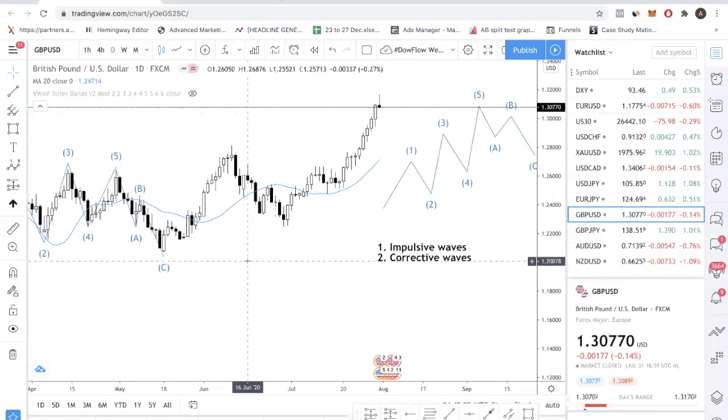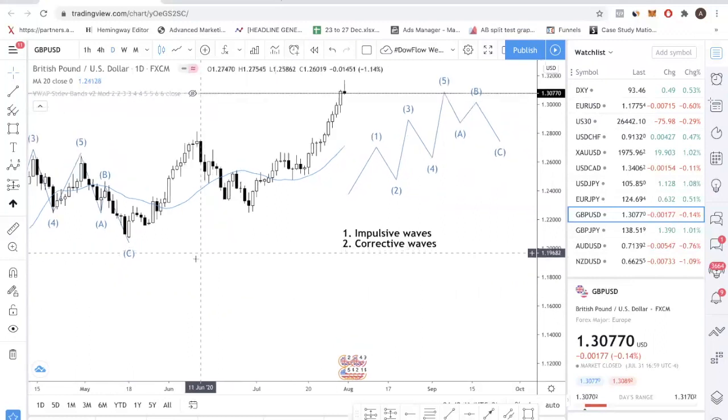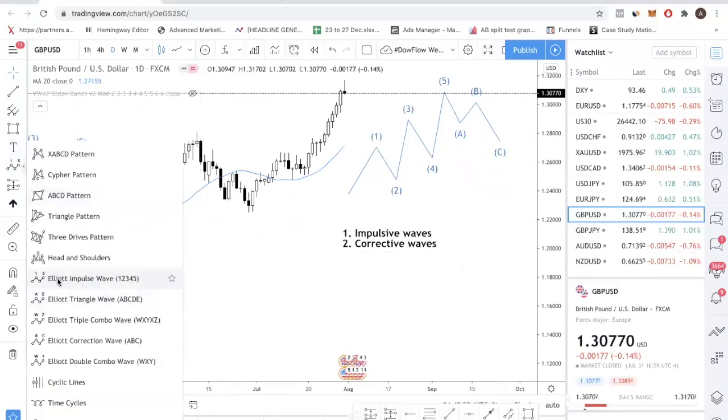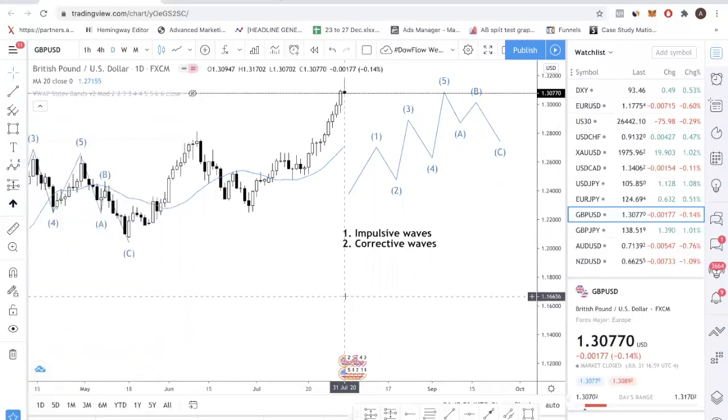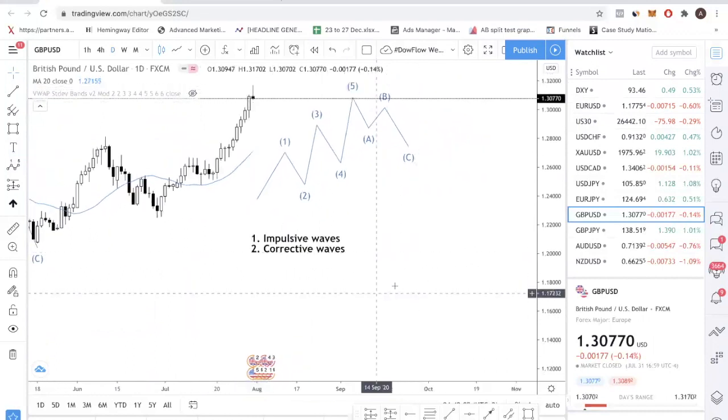So for Elliott wave, I want you to focus on only two things. In Elliott wave, you need to understand that there are two kinds of waves: the impulsive waves and the corrective waves. So if you come over here, you have the Elliott impulsive wave and the Elliott corrective waves. The rest of it, don't bother about it. Triangle waves, combo waves, it's very complicated. There's no need for that. So how do you use this?